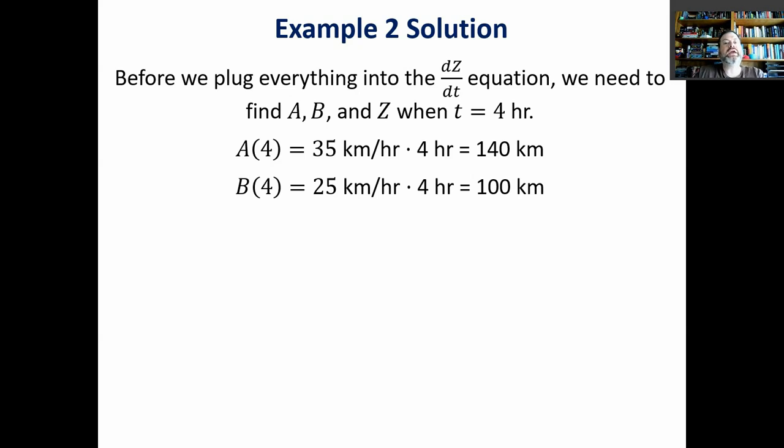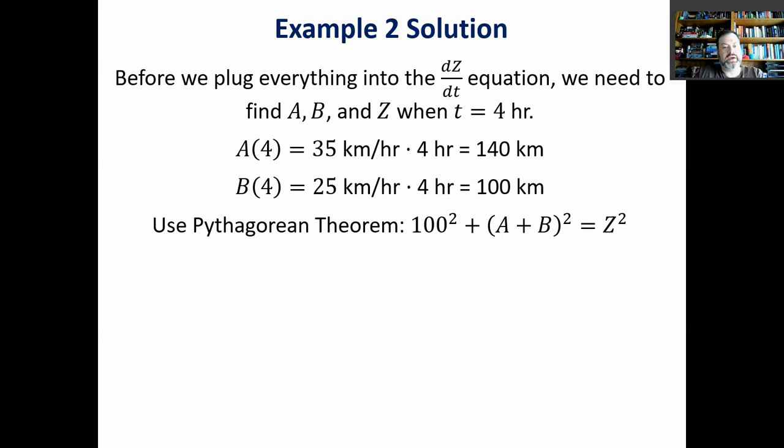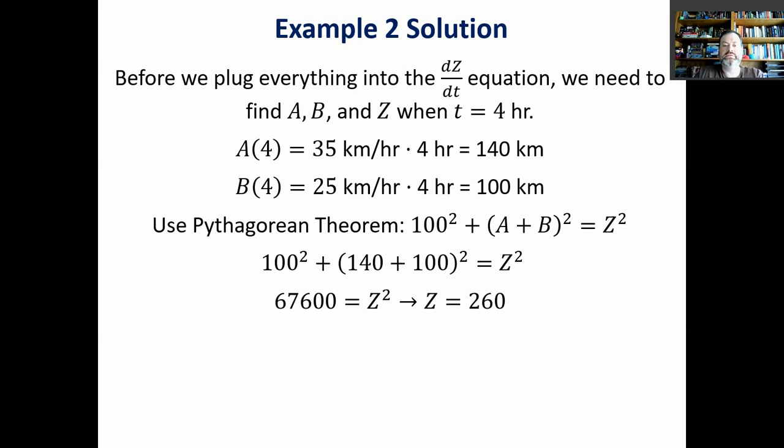So now we plug everything back into the Pythagorean theorem again. Now we know a, we know b. Plug everything in. Solve for z squared, and you get z is 260. So now we have all of the remaining pieces. We needed a when t was 4. We needed b when t was 4. And now we have z when t is 4.